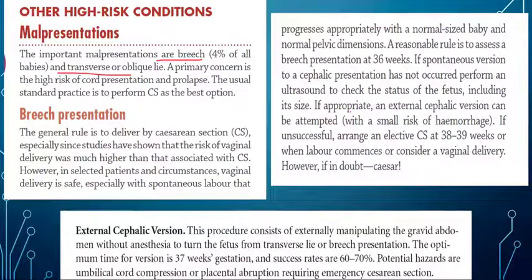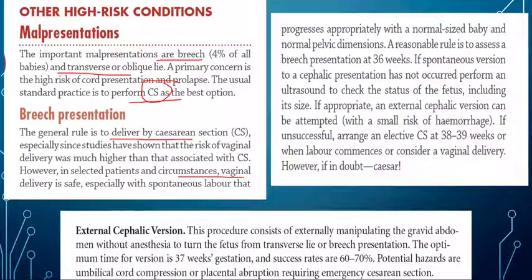And usually for these malpresentations, the best practice is to go for cesarean section. That's the mode of delivery. So the general rule for breech presentation is delivery by cesarean section. In some patients, you can try vaginal delivery, especially if you see that the patient is going into spontaneous labor, having a normal sized baby and normal pelvic dimensions.